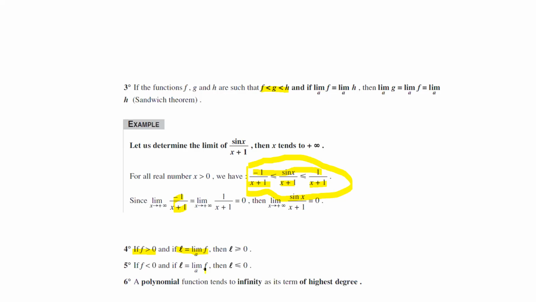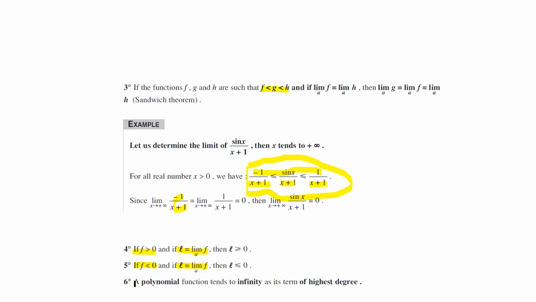Okay? Now, also, if f is always negative, whatever x is, then the limit of f to any value will lead to a negative number. It is the same. We can give an example of a negative function like minus x squared minus 1. Then the limit of this function at any value is negative.